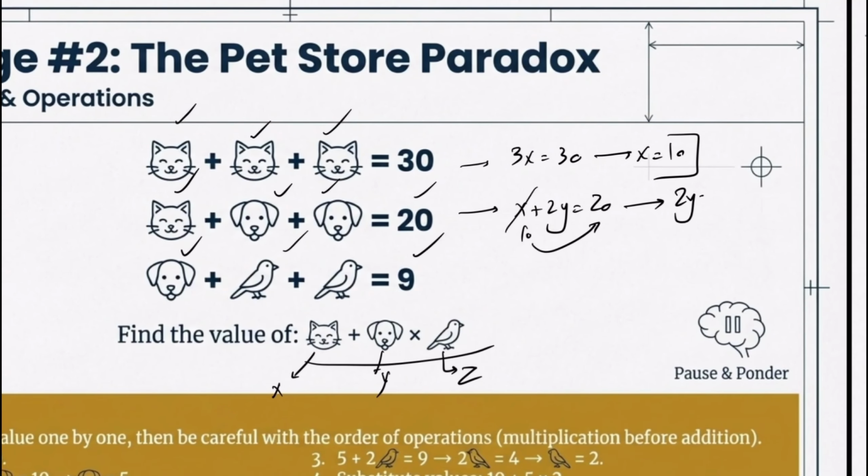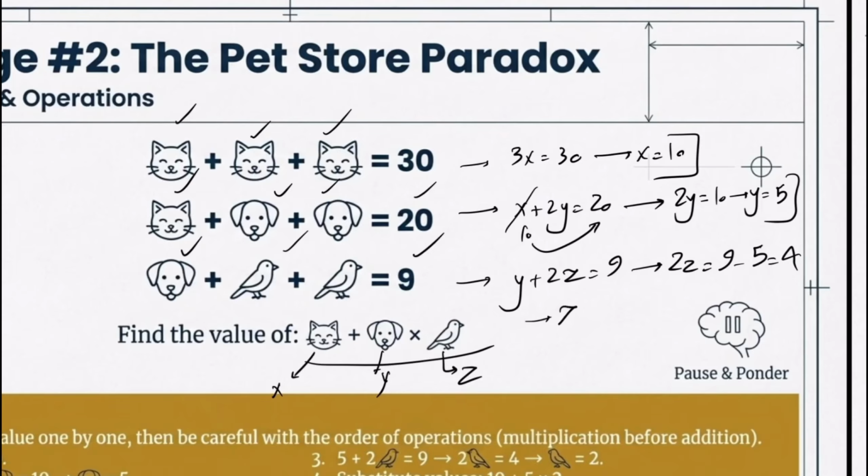So 2y is going to be 10, so y equals 5 itself. And finally, I do have y plus 2z equals 9. So my 2z equals what? 9 subtracted by y, which is 5, went to 4. So I do have my z as 2 itself. So I do have all of the numbers.